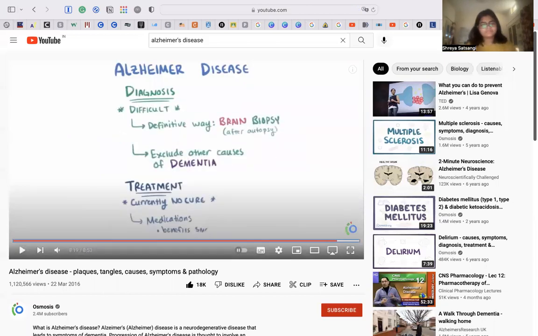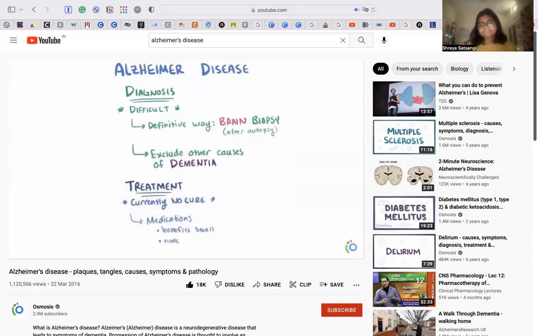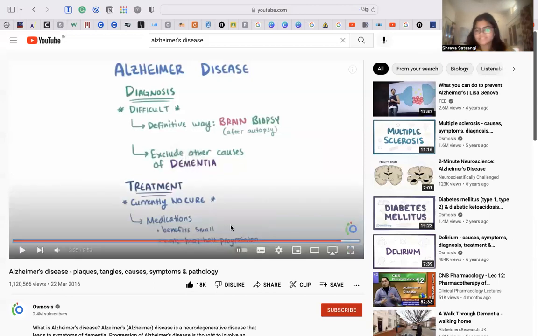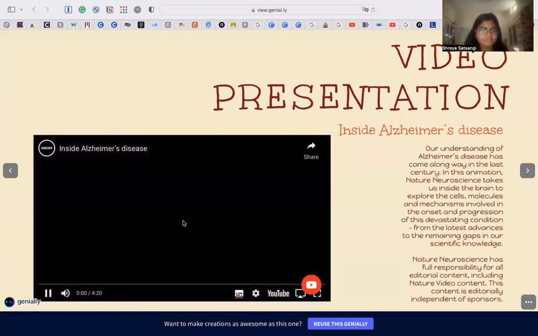And now, as we know, the diagnosis is sort of difficult, but still we cannot say that nothing is possible. We are still trying. So the definitive way is that we can do a brain biopsy and then exclude other causes of dementia. We have to exclude the other causes of dementia. And treatment, currently, we cannot say we have a treatment, but we can try to limit it. There are actually no medicines that can cure it completely, but we are in the midst of it. We are working on it. Yeah, people are working on it.